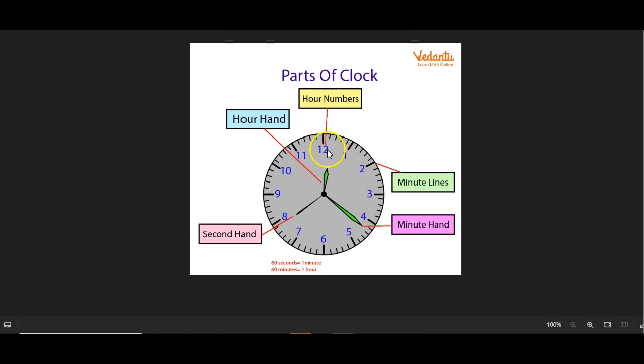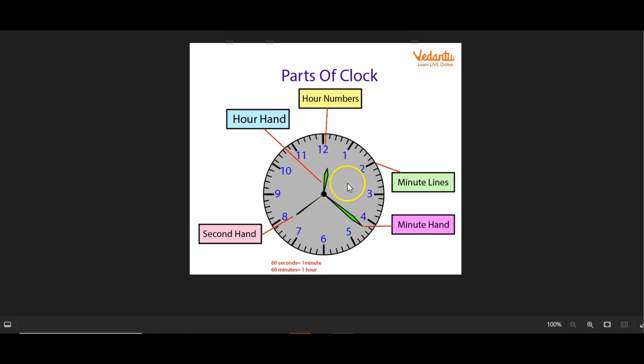Between the numbers, between 12 and 1, is 5 minutes each. So 5 minutes between 12 and 1, 5 minutes between 1 and 2, 5 minutes between 2 and 3, 5 minutes between 3 and 4, and so on.